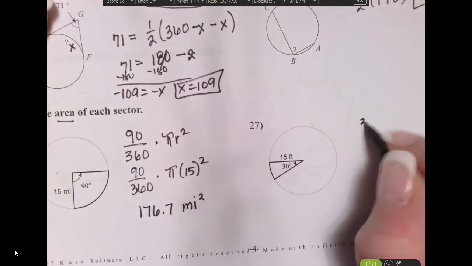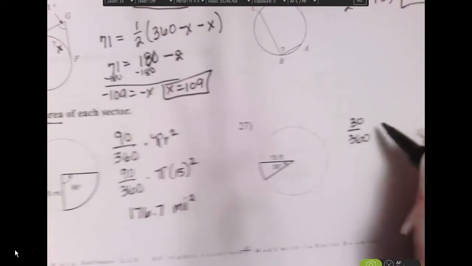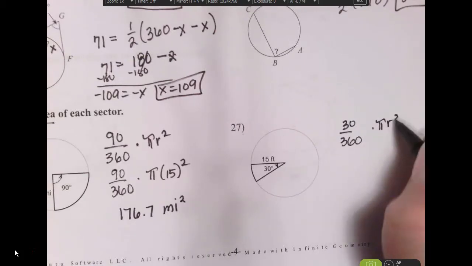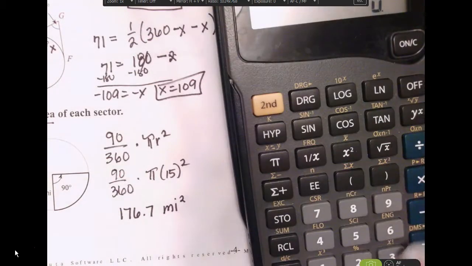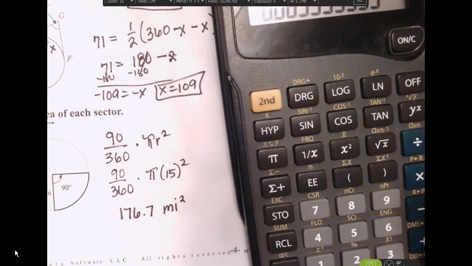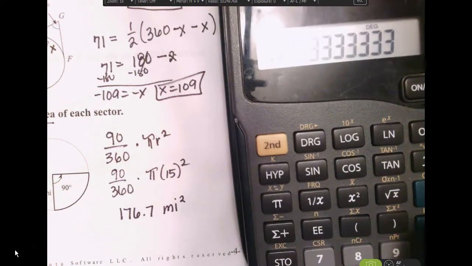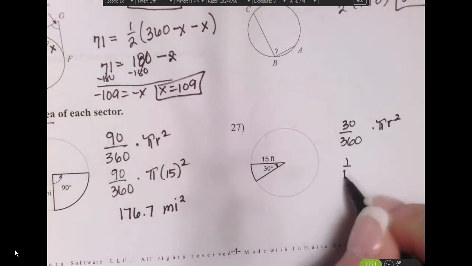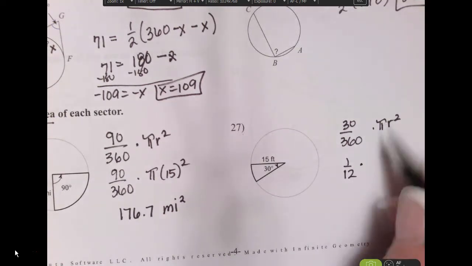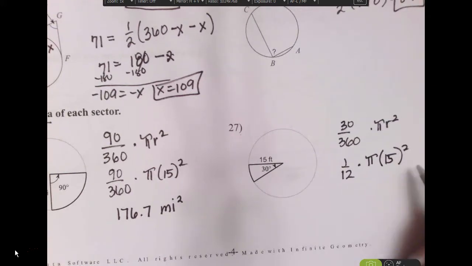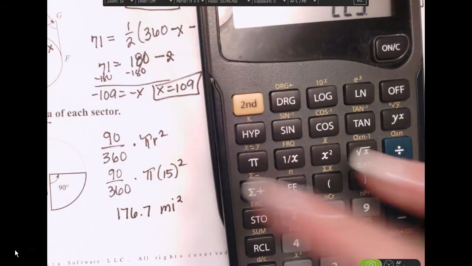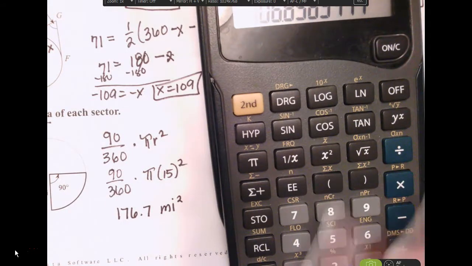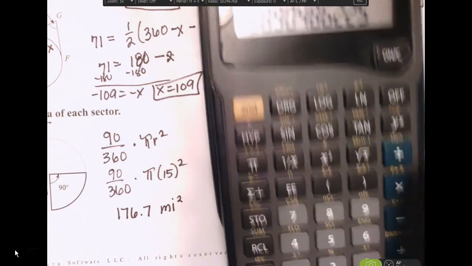Then in number 27, I'm going to use the same formula. So I'm going to find the fraction out of 360 times pi r squared, since I'm doing area this time. And 30 out of 360 is, I don't have a fraction calculator here, but if I reduce that, it's 1/12. Not that you have to do that, but you can use your calculator. And again, my radius is 15. So I'm going to just do the math there. 15 squared times pi times 1/12. I get 58.9.